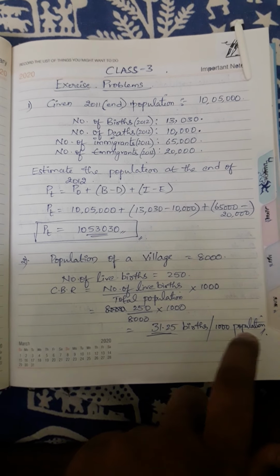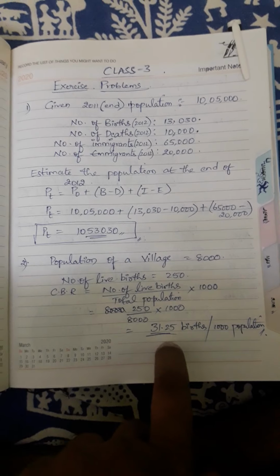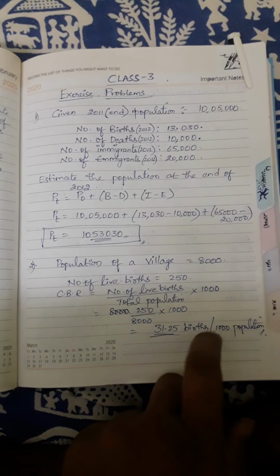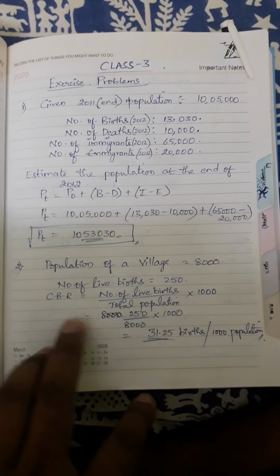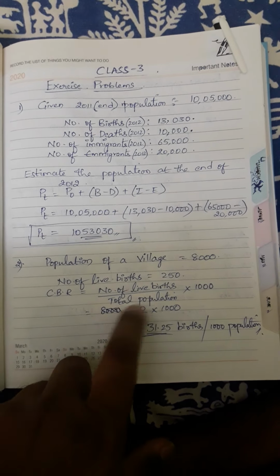but age and sex compositions we have not considered in CBR, right? This is just a brief idea about birth rate per 1000 population. So 31 births were occurring from 1000 population. So this is how the CBR has to be calculated. Total births by total population, 250 births, 8,000 population into 1000. So 31.25, that means approximately 31 births were happening per 1000 population. This is how the CBR has to be calculated.